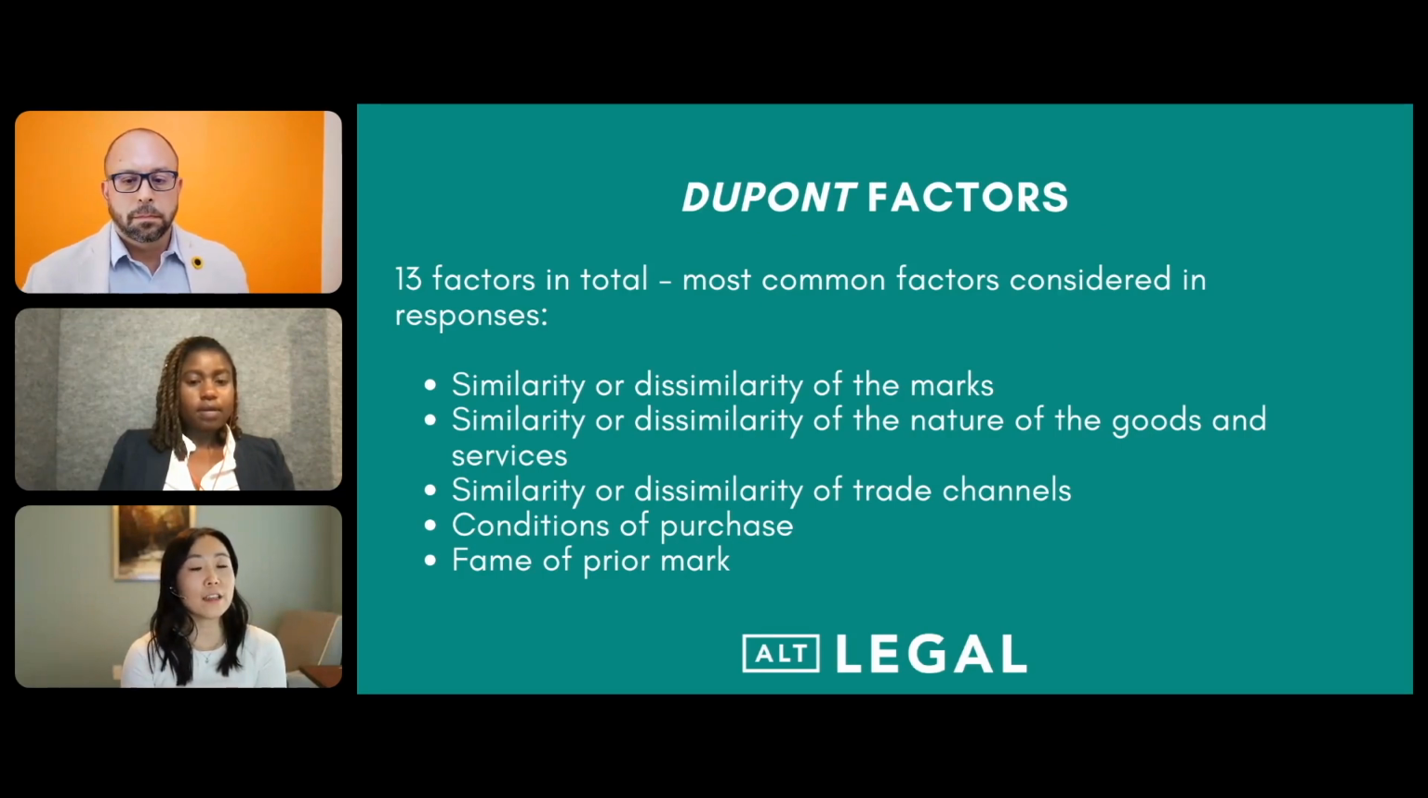All right, so then, let's get to the meat of how the PTO considers likelihood of confusion. They look at 13 factors, called the DuPont factors before the PTO. But here are the most common factors considered before the PTO, although all 13 have made an appearance in TTAB cases and been the determining factor in making decisions. So first, similarity or dissimilarity of the marks, similarity or dissimilarity of the nature of the goods and services, similarity or dissimilarity of trade channels, conditions of purchase, and fame of the prior mark.